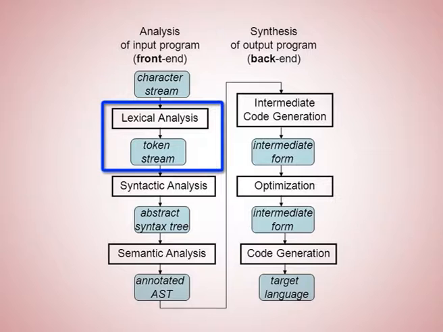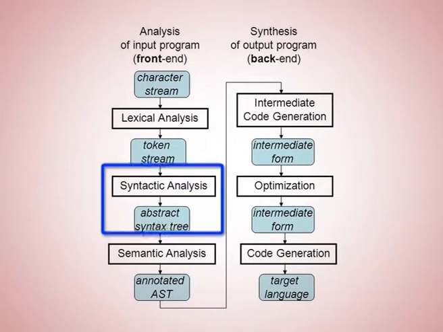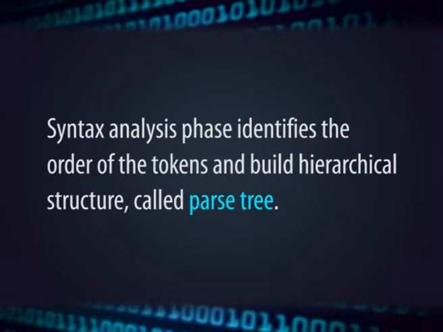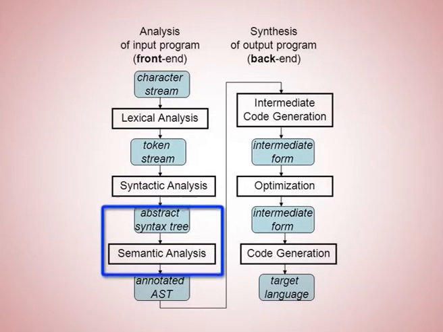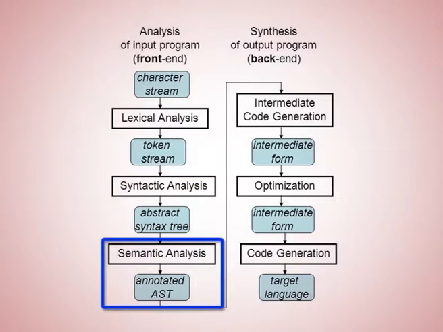First phase is the lexical analysis phase, which breaks the code into tokens. The syntax analysis phase checks the syntactic structure of the source code. In other words, it focuses only on the form or the structure. It identifies the order of the tokens and builds a hierarchical structure called a parse tree. The semantic analysis phase recognizes the meaning of the programming constructs and prepares the output.